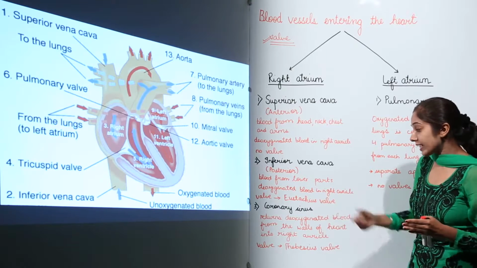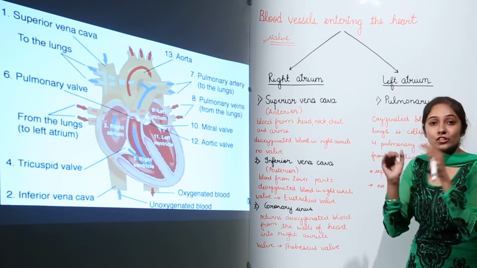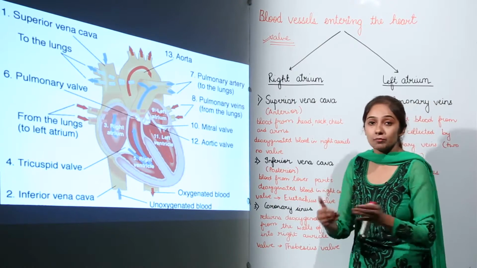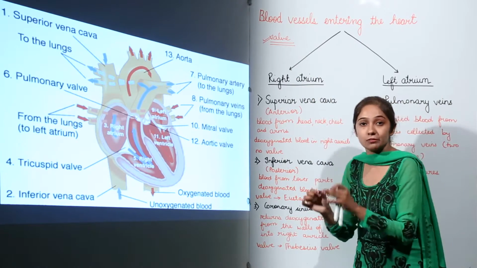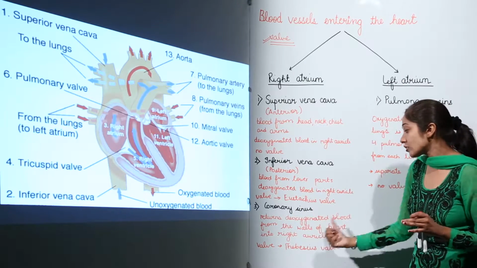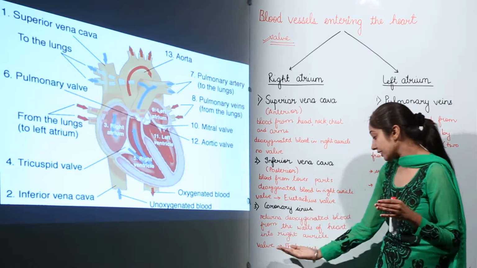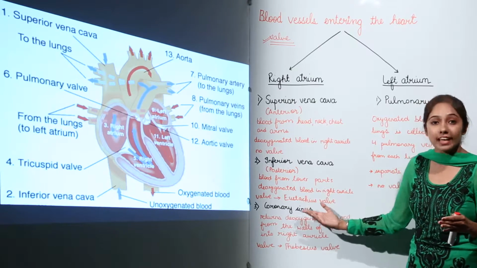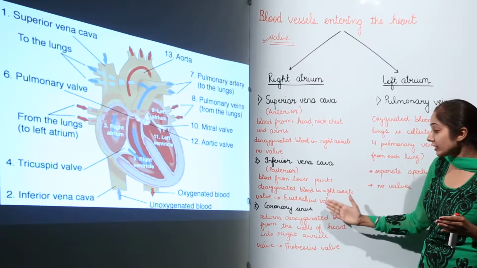Then we have the coronary sinus. It returns deoxygenated blood from the walls of the heart into the right auricle. Because we are talking about the right atrium, we will always talk about deoxygenated blood. The coronary sinus also has a valve, that is the Thebesian valve, or you can also call it the valve of the coronary sinus, right? So we have the superior vena cava, inferior vena cava and the coronary sinus.